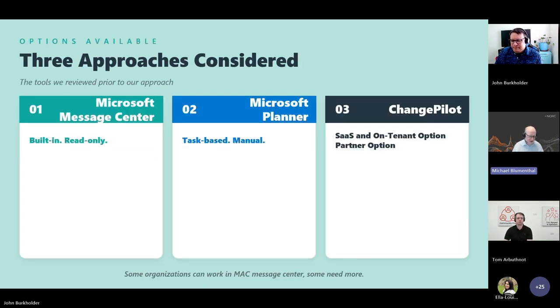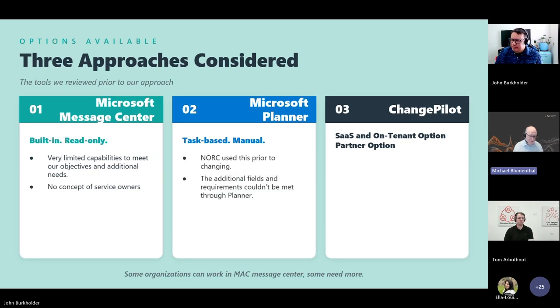There was a lot there that wasn't being met by Planner, and so there were 3 approaches that we looked at before we decided to commit to our own. Message Center natively really doesn't understand that Message Center management is a team sport, has no concept of service owners. There's very little capability to help you actually manage these things as tasks. We wanted those additional fields to help us better track the work, and Planner couldn't do that. The filtering and sorting options are limited. We wanted more. We wanted better.